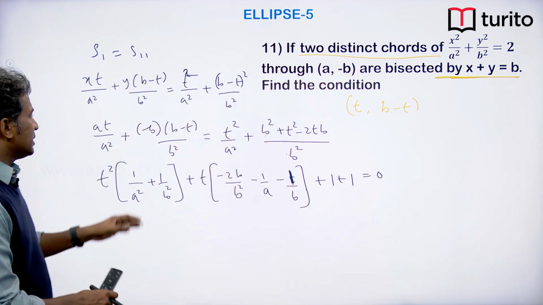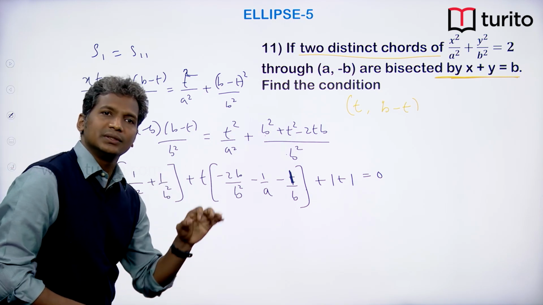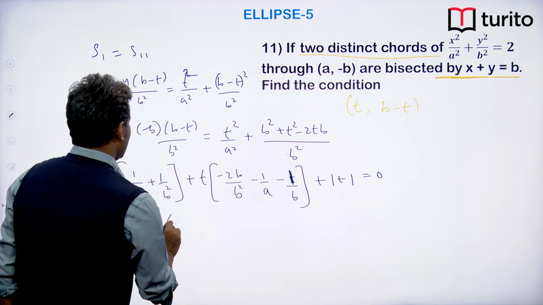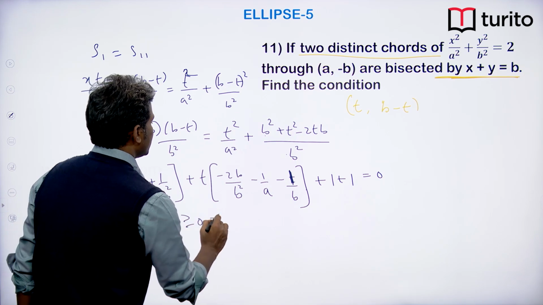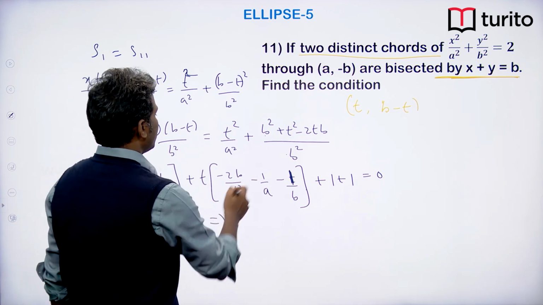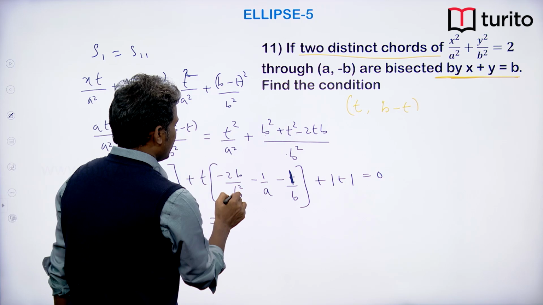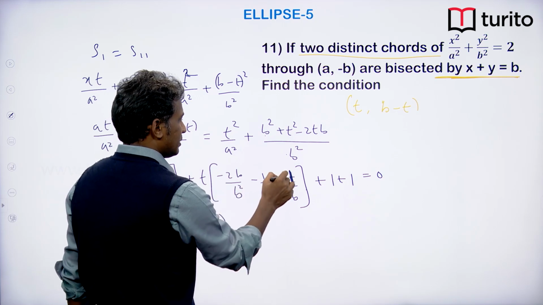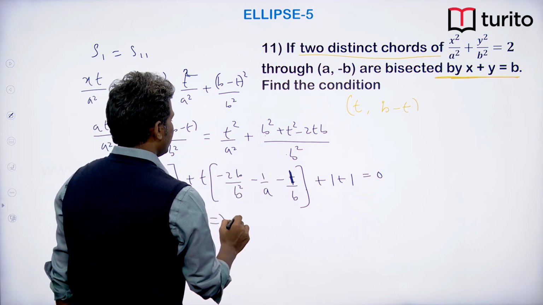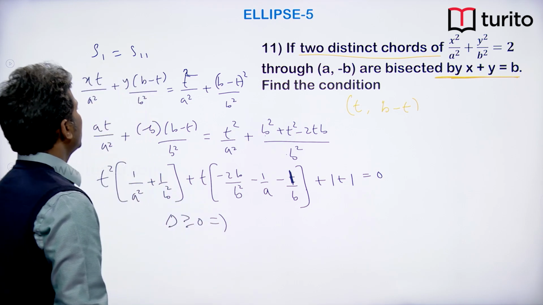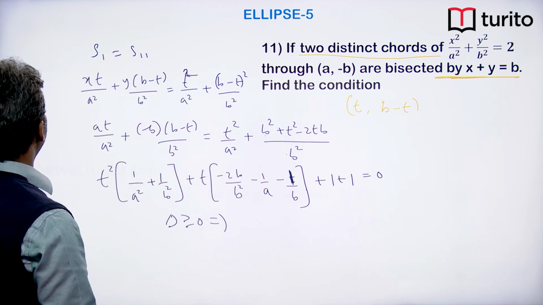Now, we need the discriminant to be non-negative. So, delta must be greater than or equal to 0. What do we get from here? We are getting 2 by b, minus 2 by b here, here minus 1 by b. So, basically we are getting minus 3 by b. Is it right? I will just check this one more time.